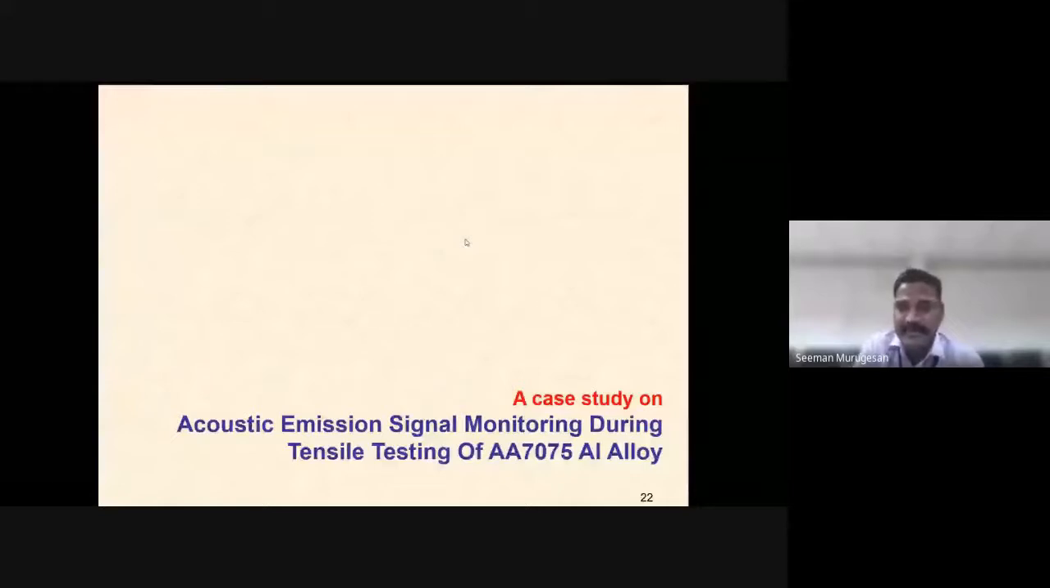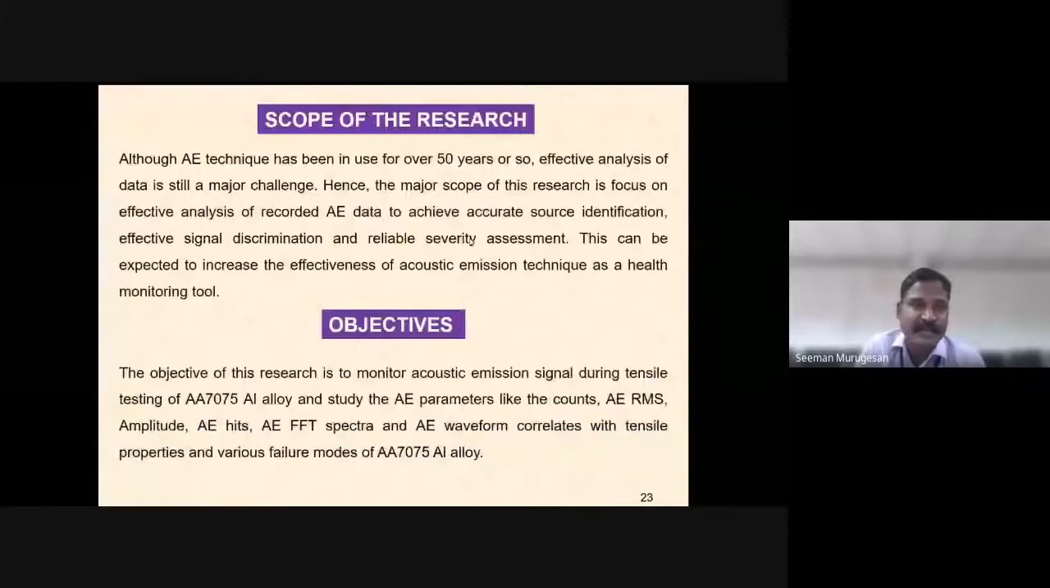presentation. A case study on acoustic emission signal monitoring during the tensile testing of AA 7075 aluminum alloy. In the scope of the research, although the AE technique has been used for over 50 years, effective analysis of the data is still a major challenge. Hence, the major scope of the research is focused on effective analysis of recorded AE data to achieve accurate source identification, effective signal discrimination, and reliable severity assessment. This can be expected to increase the effectiveness of acoustic emission as a health monitoring tool.